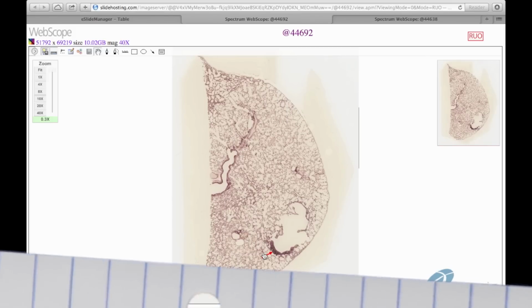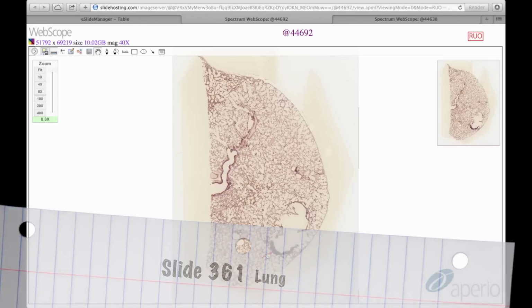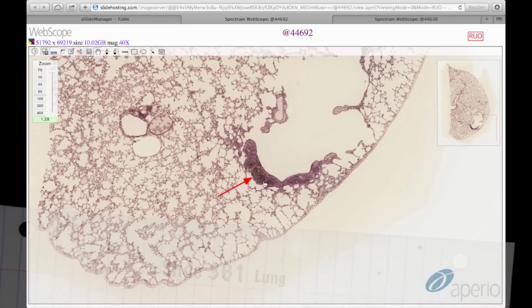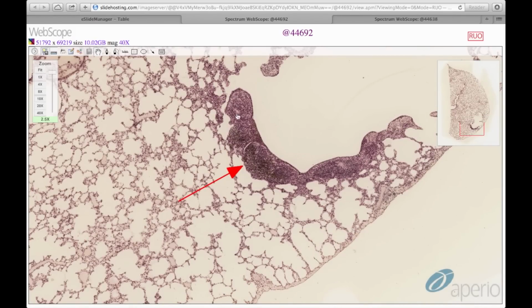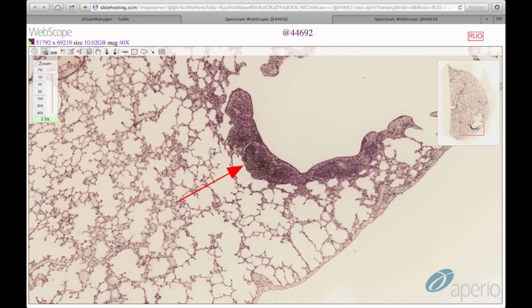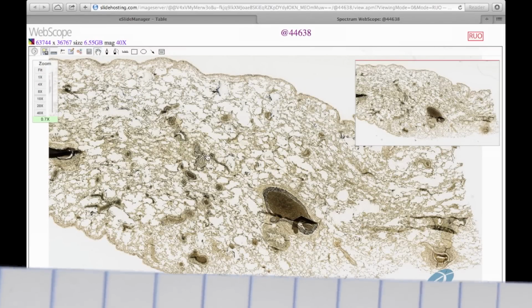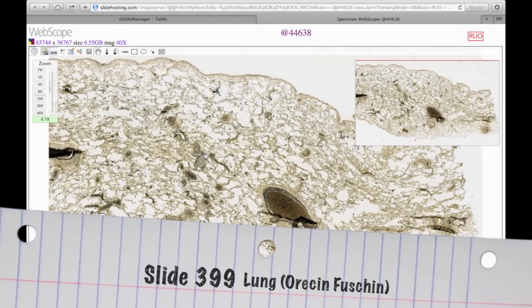Let's take a quick look at slide 361, which is yet another section of lung stained with H&E. As I move to the lower section of the slide, we can see the numerous lymphocyte aggregates known as bronchus-associated lymphoid tissue, or BALT, here at the red arrow. Let me quickly simplify this concept for you. Please note that BALT is an example of MALT, and that GALT is also an example of MALT. However, BALT is not the same as GALT, so to sum things up, GALT and BALT are MALT, but BALT is not GALT. Huh?